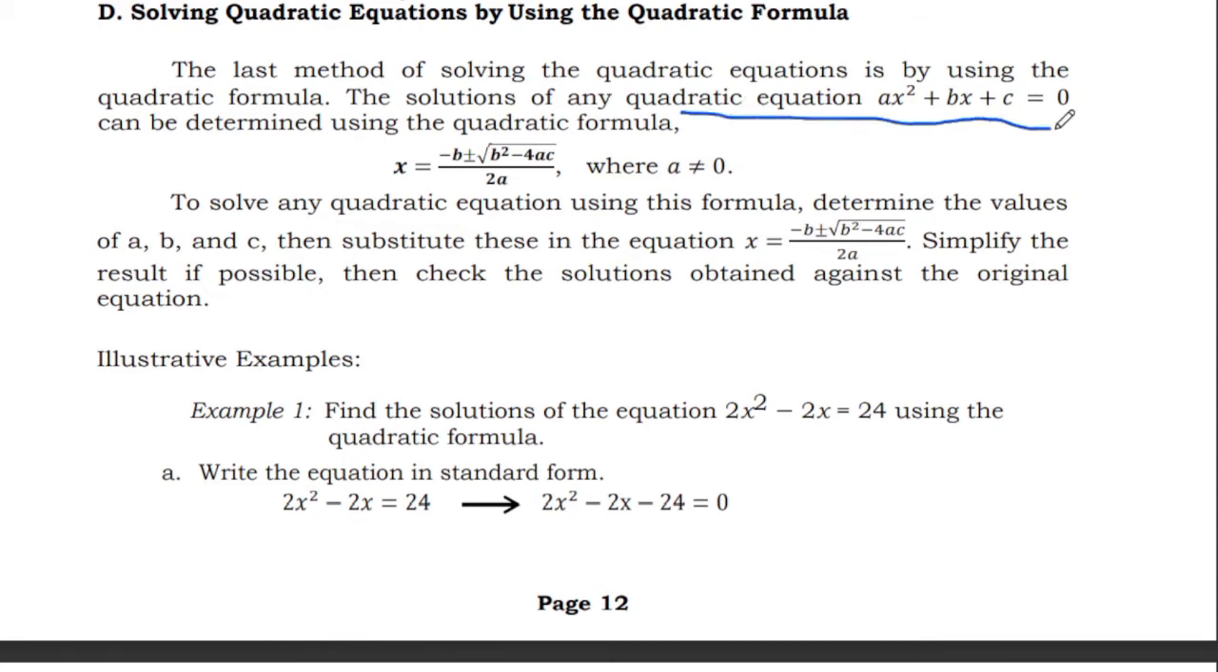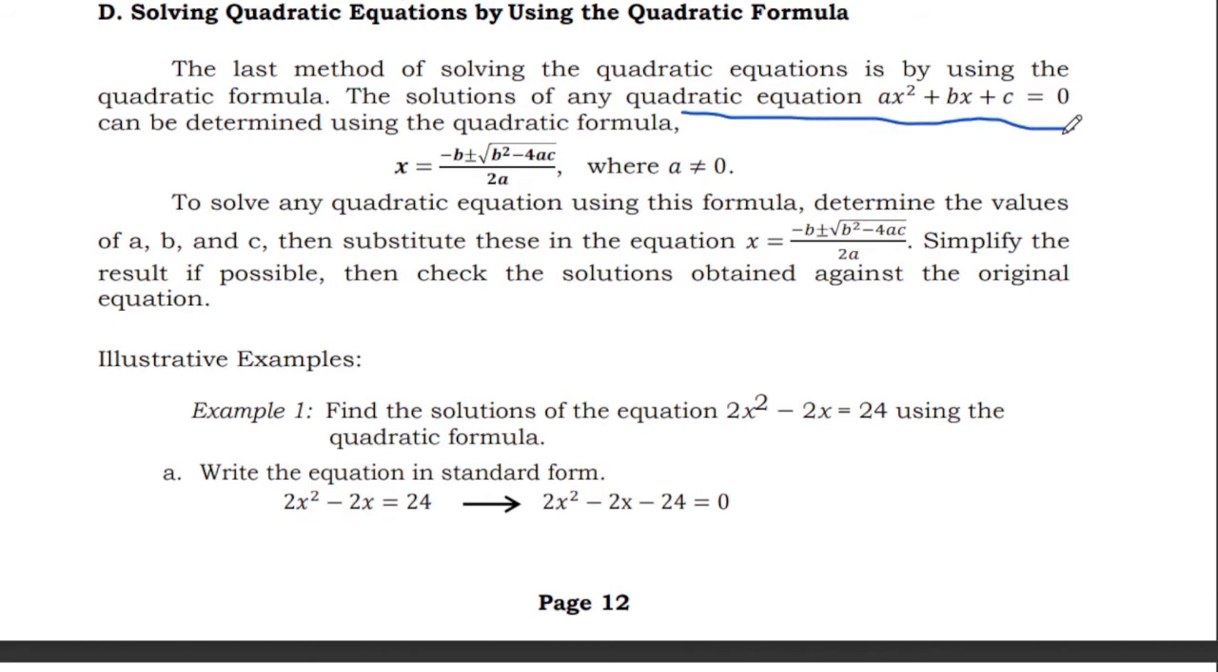Write first the given equation in the standard form of the quadratic equation, which is represented by ax squared plus bx plus c is equal to 0, for us to identify the value of our a, the value of our b, and the value of our c, for us to make use of this quadratic formula. This is provided that our a is not equal to 0. So that's it.